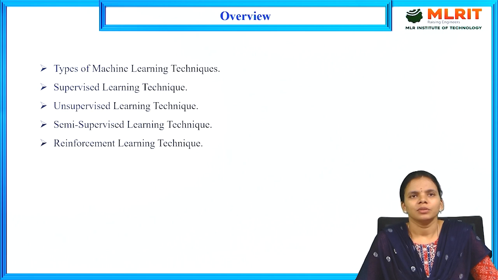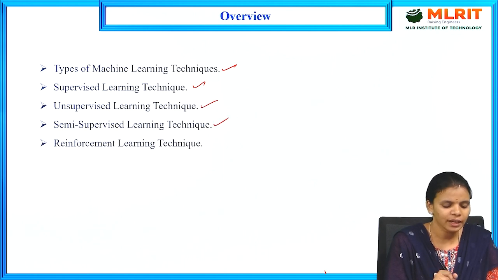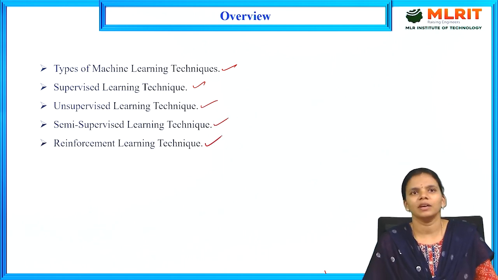So this is an overview of our presentation, the types of machine learning techniques. The types are supervised learning technique, unsupervised learning technique, semi-supervised learning technique, and the last one is reinforcement learning technique.